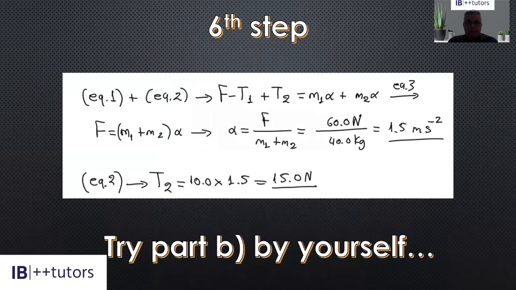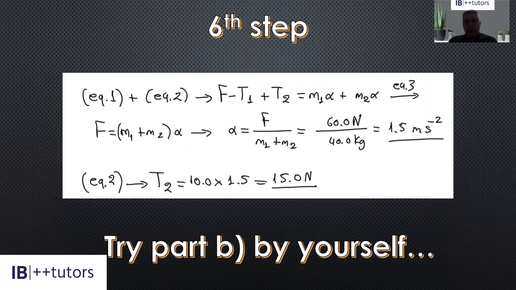And now, the final step, which is more math than physics, says that if we add the 2 equations, you can see that negative tension 1 and positive tension 2 will be cancelled. And we can see that F equals M1 plus M2 times A.